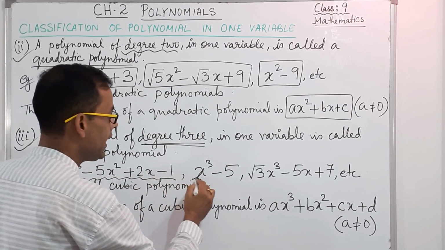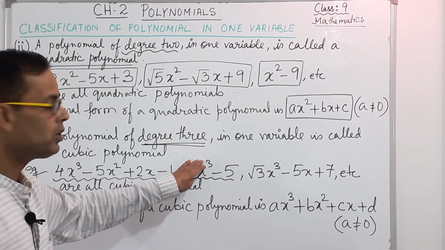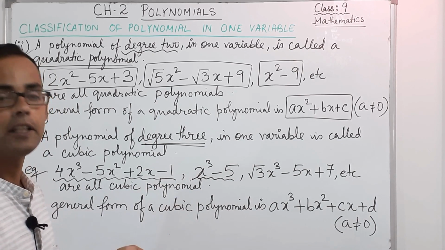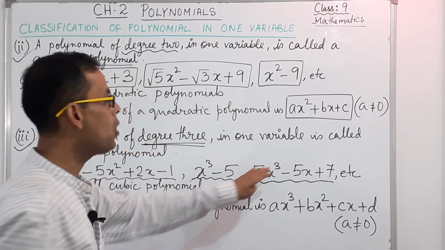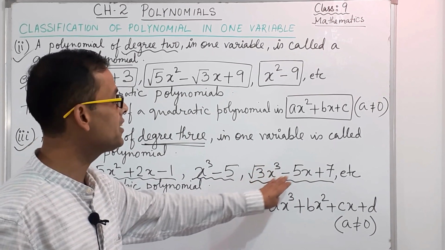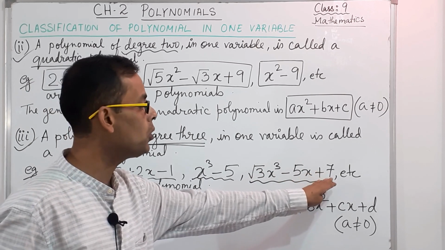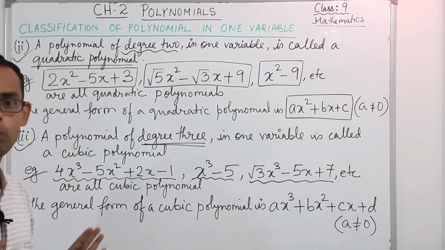Again, see here this one, x cube minus 5. So 3 is the highest power, here power is 0. So since 3 is the highest power, it is a cubic polynomial. Again, see this example. Root 3x cube minus 5x plus 7. So power is 3, here power is 1, here power is 0. So 3 is the highest power, so it is a cubic polynomial.